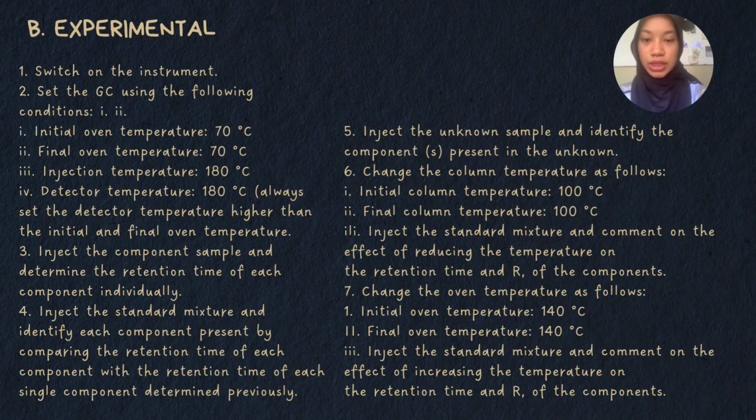After that, we change the column temperature to 100 degrees Celsius and inject the standard mixture again. We observe how lowering the temperature affects the retention time and separation. Lastly, we increase the oven temperature to 140 degrees Celsius, inject the standard mixture again, and observe how higher temperature affects the retention time and separation.